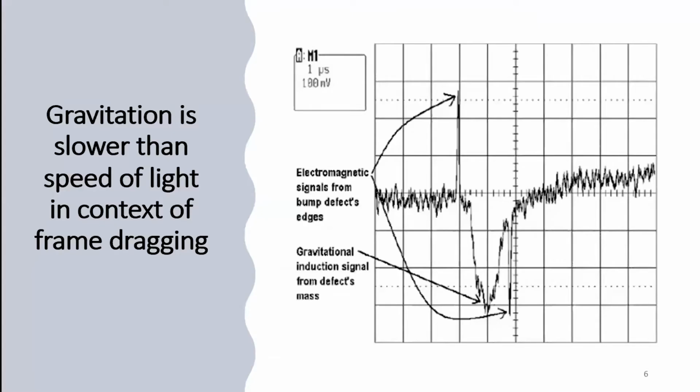Now here's some actual data from the 10 micron square nano bump on the disk. It's spinning counterclockwise.